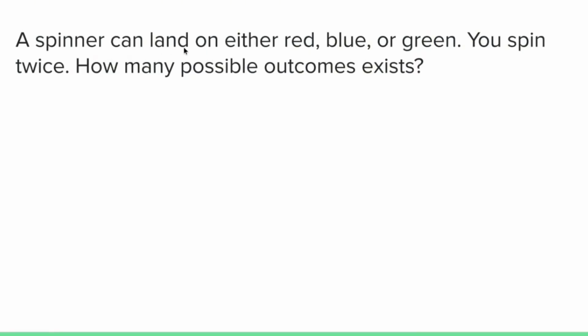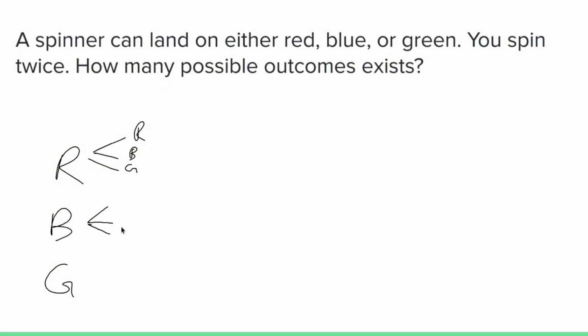A spinner can land on either red, blue, or green. You spin twice. How many possible outcomes exist? Well, one way of looking at this is saying, all right, well, we have red, we have blue, and we have green. And if I spin red, I can get red again, or blue, or green. Or if I spin blue, I can get red, blue, or green. Or if I spin green, I can get red, blue, or green.